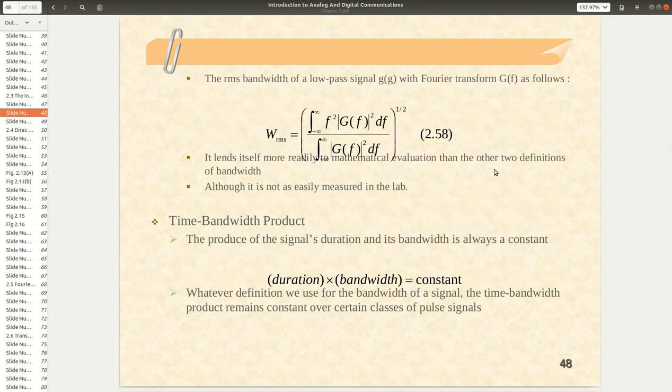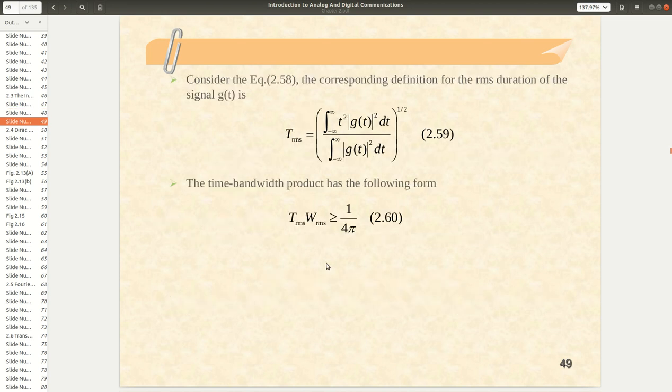Here we speak about the time bandwidth product. If you multiply the duration of the signal by the bandwidth that the signal takes, it will give you a constant whatever the signal is. So if you increase the bandwidth, you will decrease the duration, and so on.